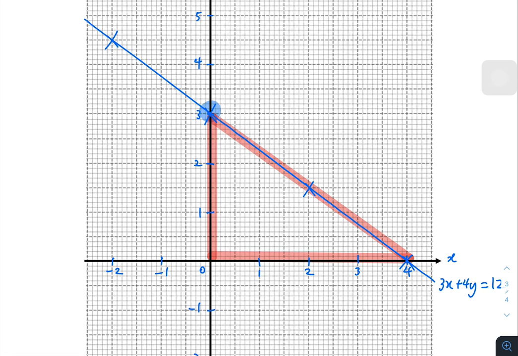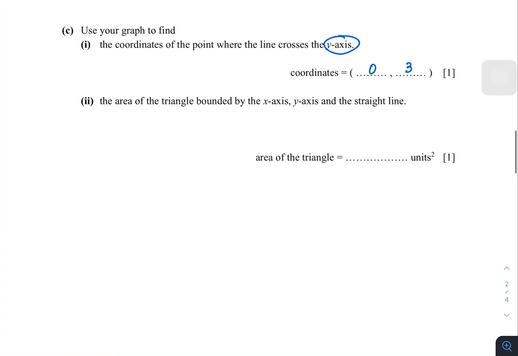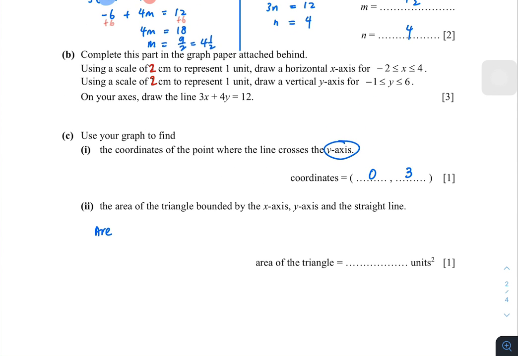Now, half times base times height. So what will be the base? The base is actually equal to 4 units, because 0 to 4, so 4 units. The height is going to be equal to 1, 2, 3, 3 units. So base is 4, height is 3. The area is equal to half times base times height, so half times 4 times 3. This will be 6 units square.